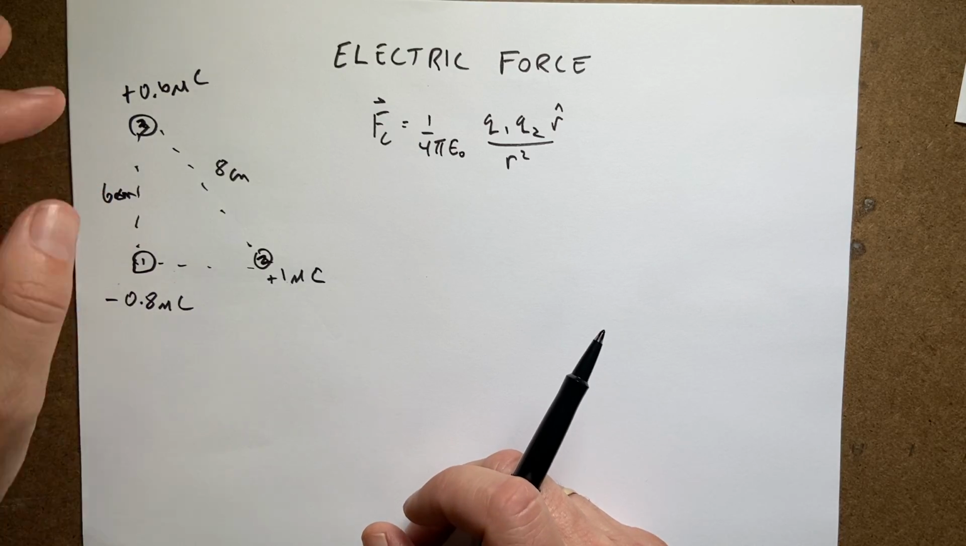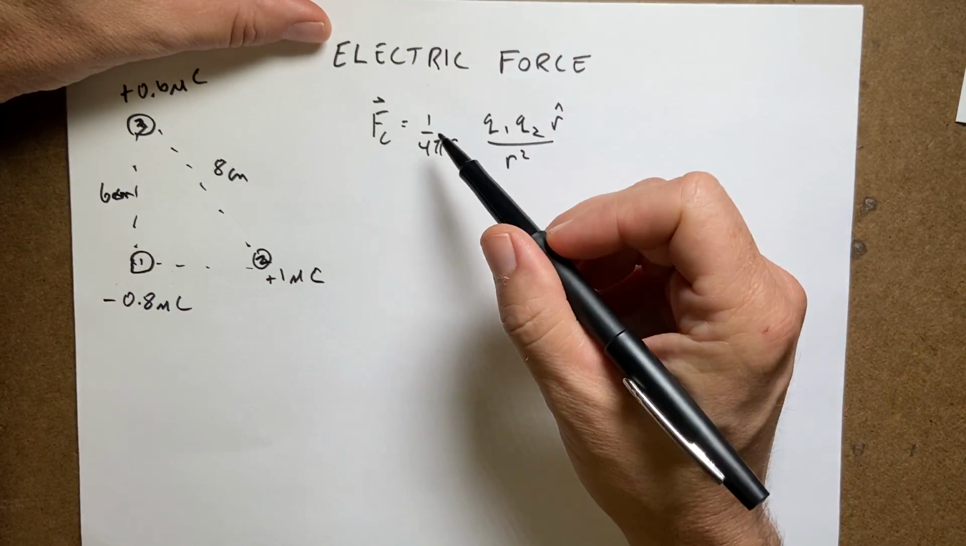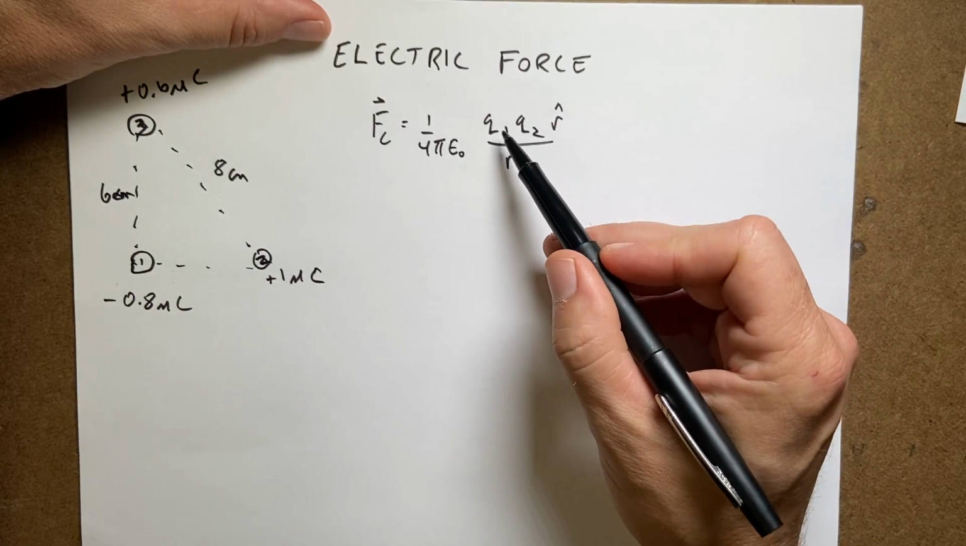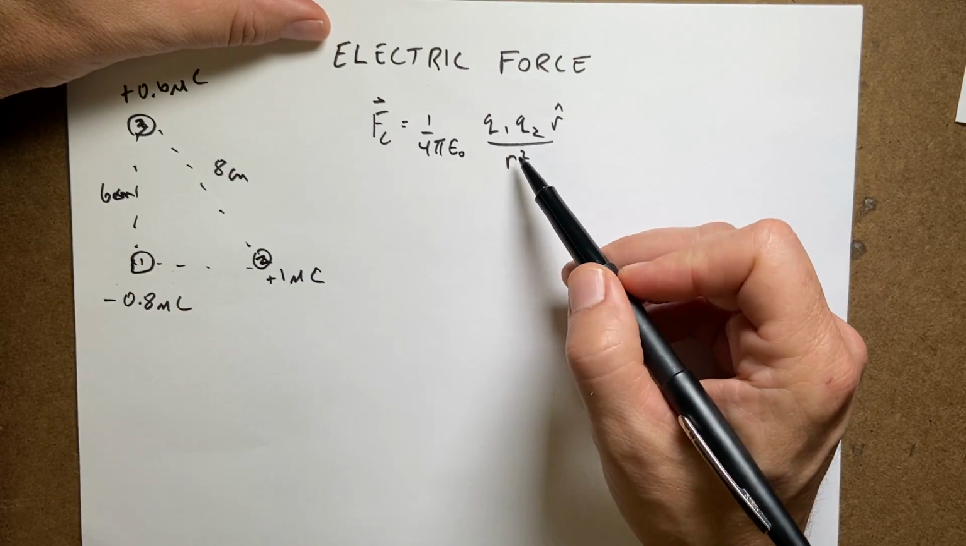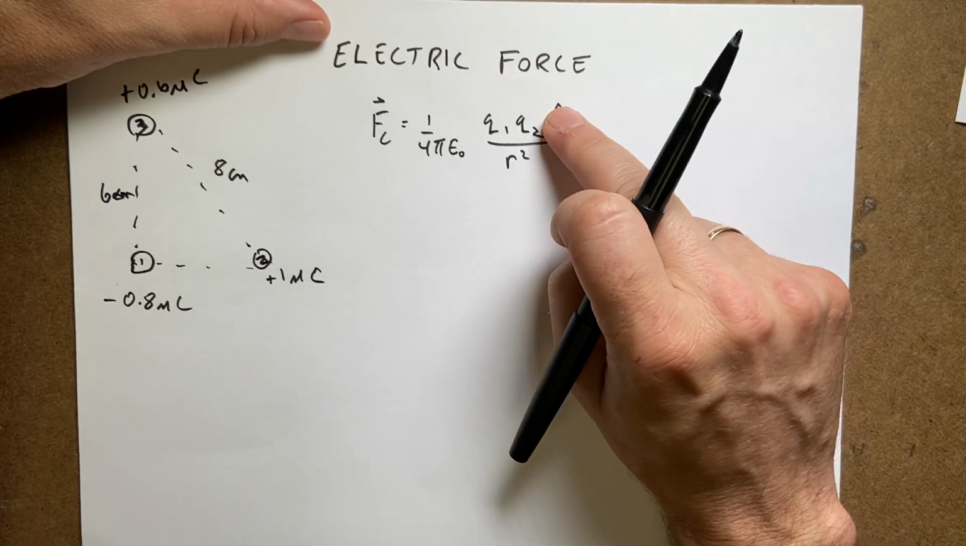So let's start with the definition of the electric force. If I have two charges, the electric force between them is going to be equal to this expression: 1 over 4 pi epsilon naught, that's just a constant, times the product of the two charges divided by the distance between those two charges squared. And then you have to include this r hat here.